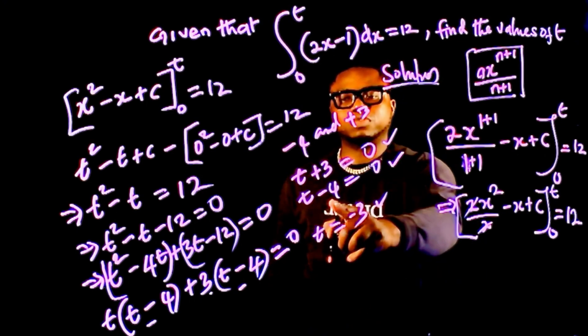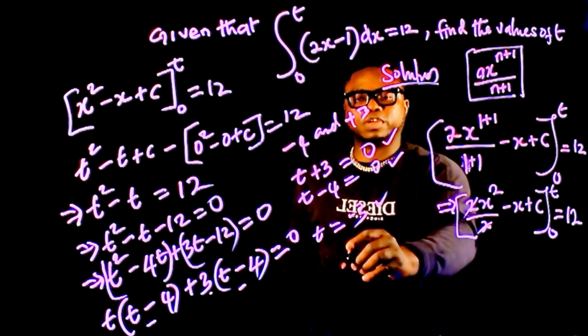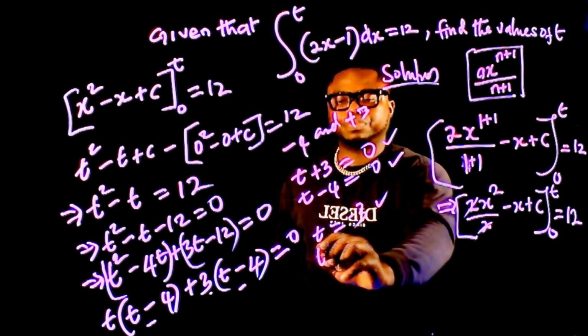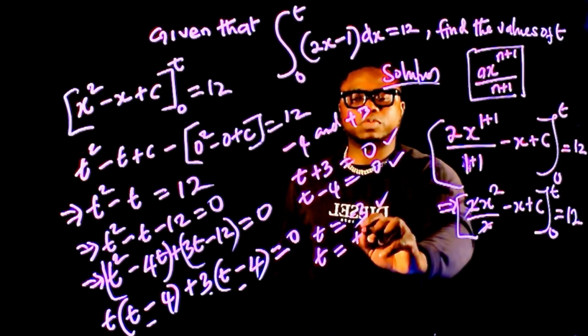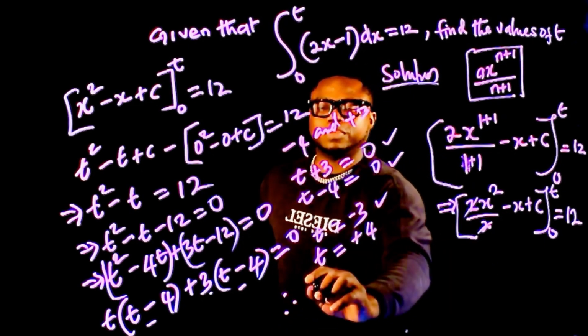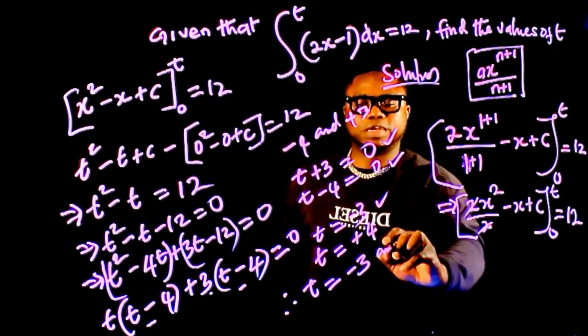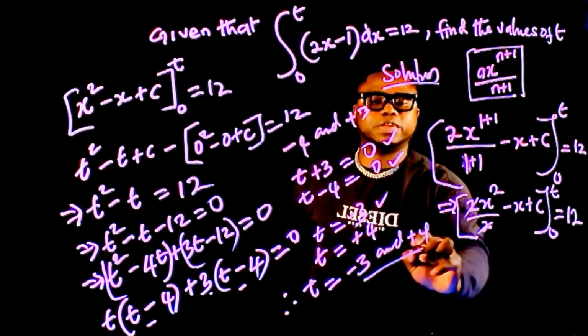Then the second equation, t minus 4 is equal to 0. So -4 crosses the equal sign and becomes +4. So the values of t, therefore, are t equal to -3 and +4. These are the values of t.